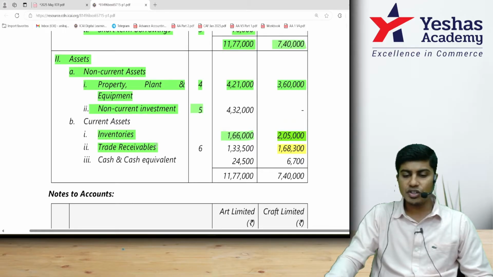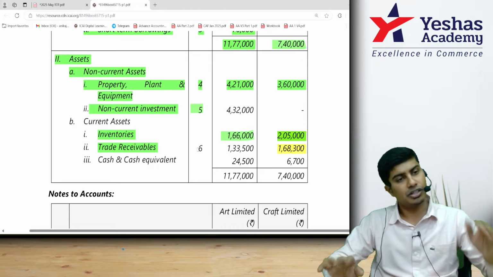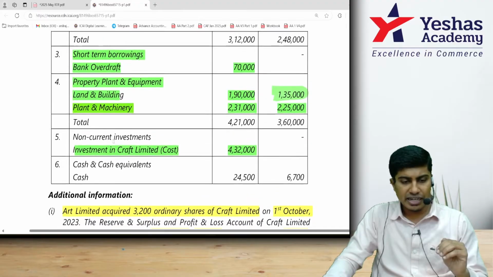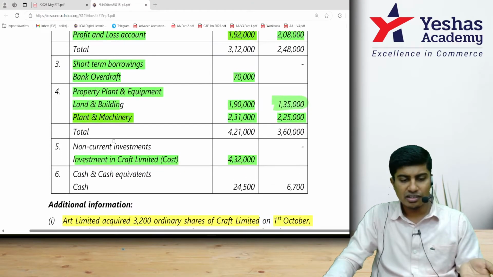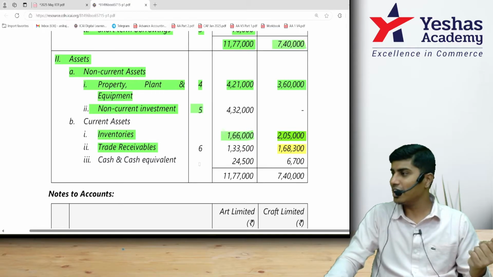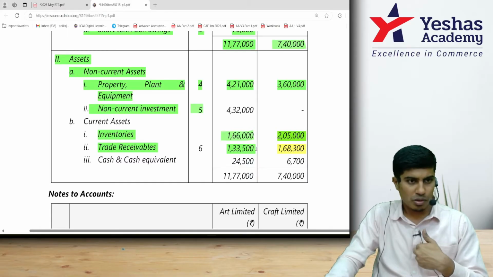After inventory, trade receivables. There are notes to accounts. Don't take 133,500 and 168,300 straight away. Go to notes to accounts and see what's happening. Trade receivables, there is nothing here. They've just given a number. That 6 is actually for cash and cash equivalent. So I'll take 133,500. My trade receivables, no problem.